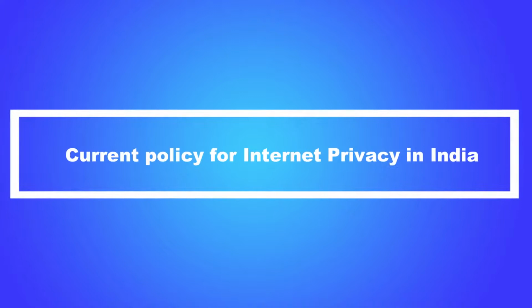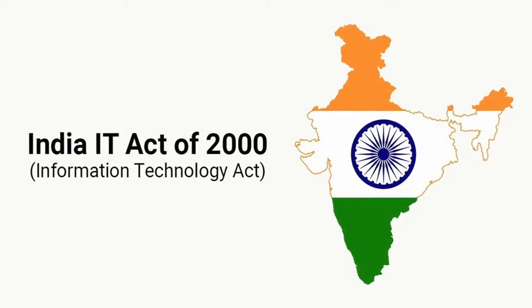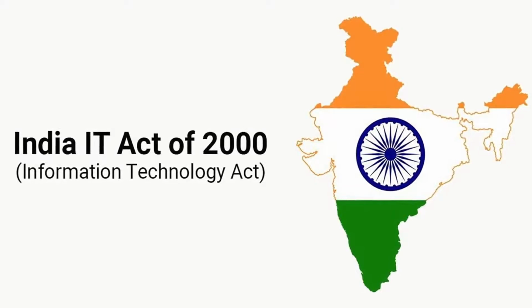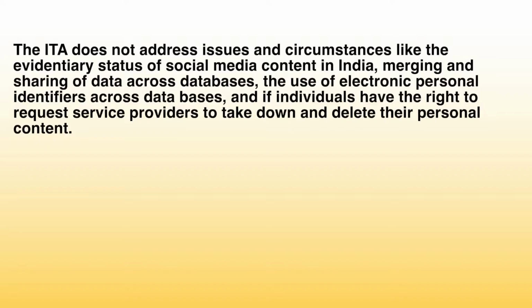Current policy for internet privacy in India. Currently, India's most comprehensive legal provisions related to privacy on the internet can be found in the Information Technology Act, ITA 2000. The ITA contains a number of provisions regarding safeguarding online privacy, which encompass penalizing child pornography, hacking and fraud, and defining data protection standards for body corporate. The ITA does not address issues and circumstances like the evidentiary status of social media content in India, merging and sharing of data across databases, the use of electronic personal identifiers across databases, and whether individuals have the right to request service providers to take down and delete their personal content.